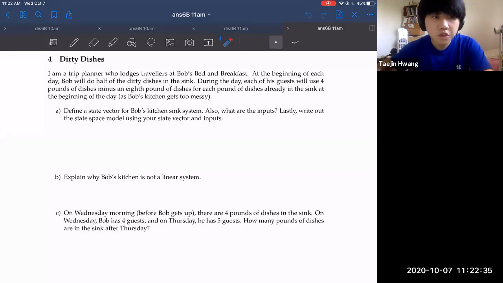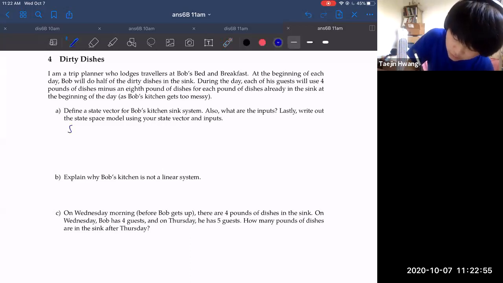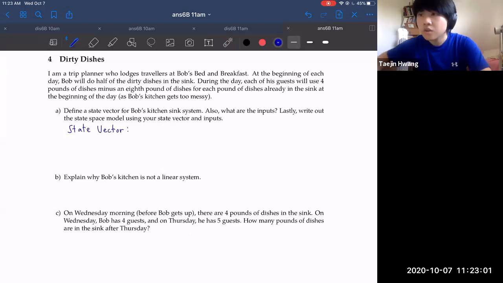All right, hopefully people got the chance to take a look at this. The first part asks you to define a state vector for the kitchen sink system and what the inputs are. Any ideas on what this can be? If you have any ideas, feel free to type them out in the chat right now. Remember that the state vector is something that changes over time. It's discrete and one variable, yeah. And what will that variable represent?